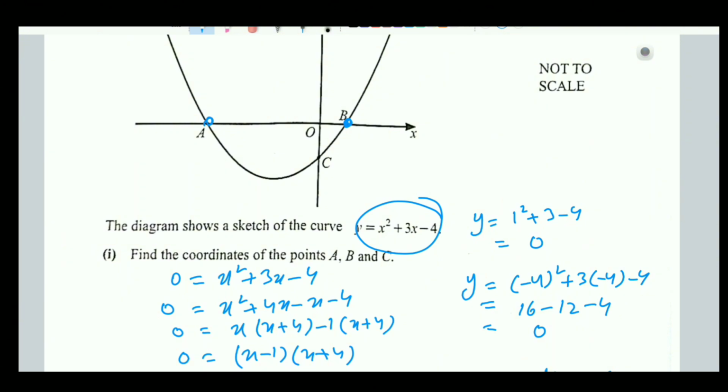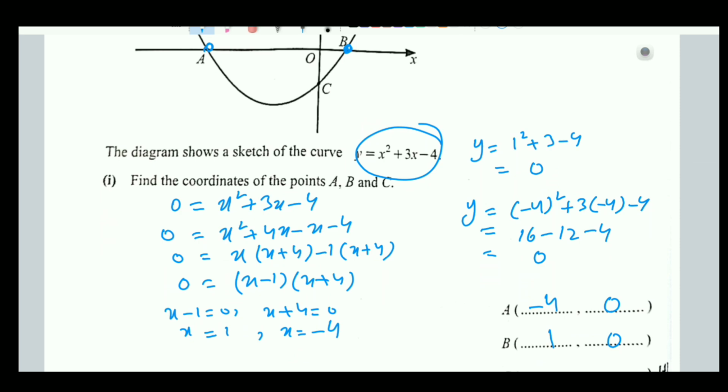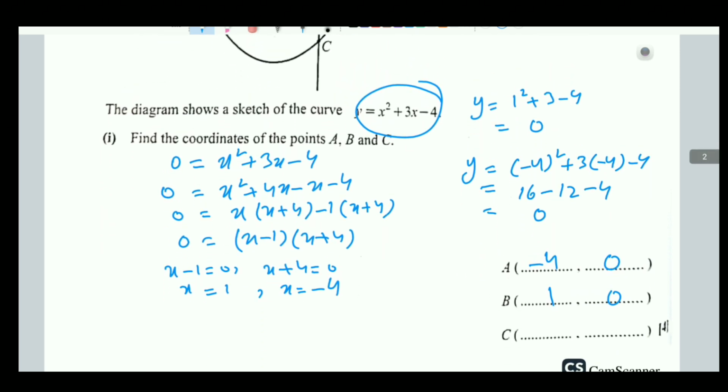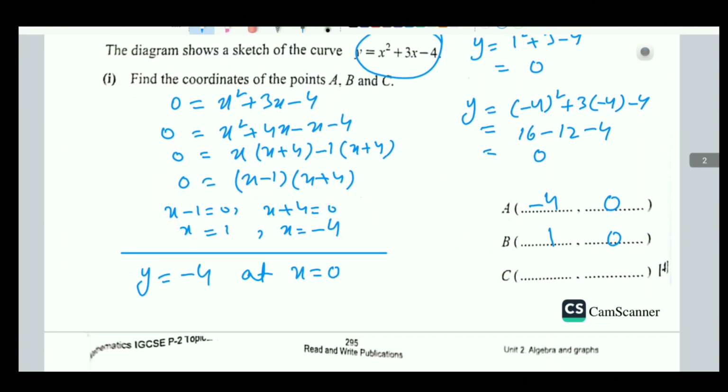So now to find the coordinates of C, we will put x is equal to 0. So we will use the same equation. Y is equal to minus 4 we will get at x is equal to 0. So x is 0 and y is minus 4. So this is the way how you will solve this question.